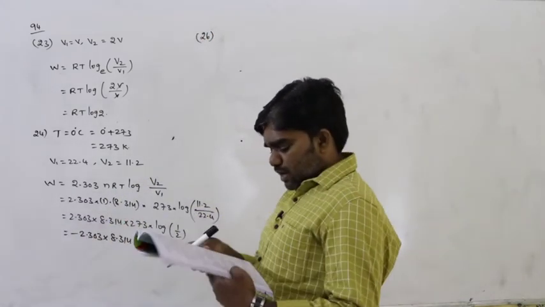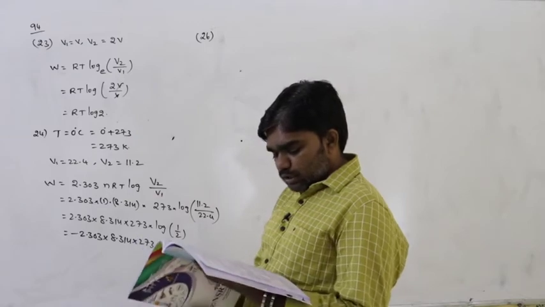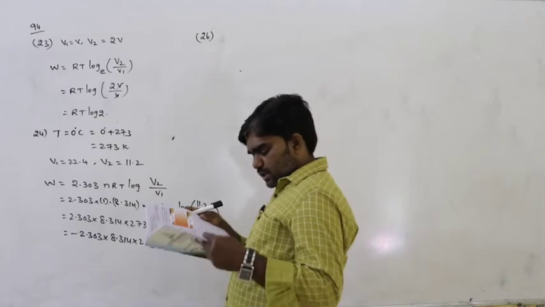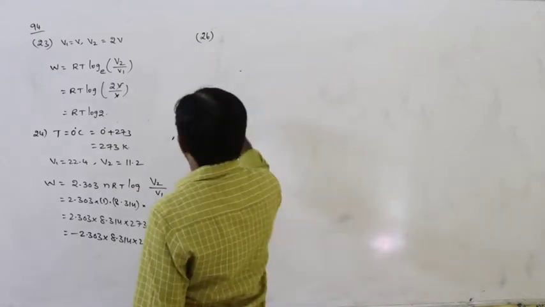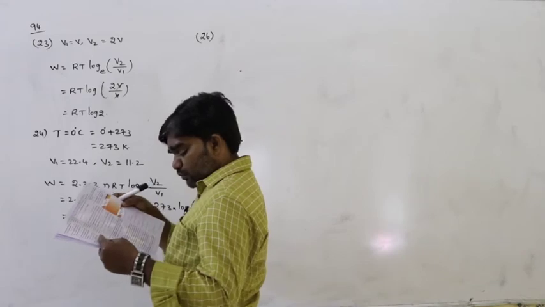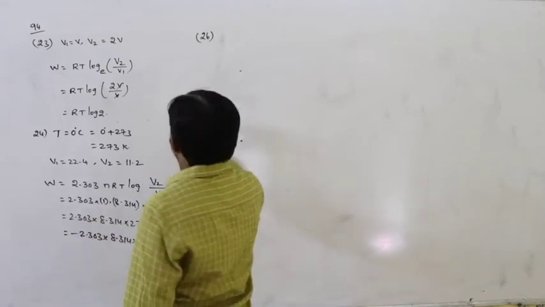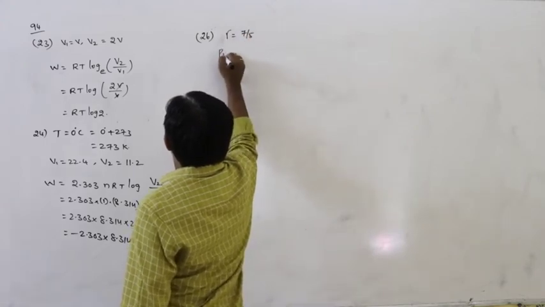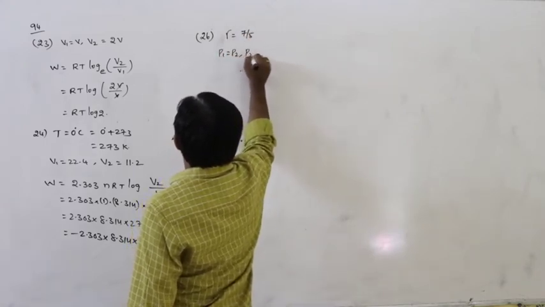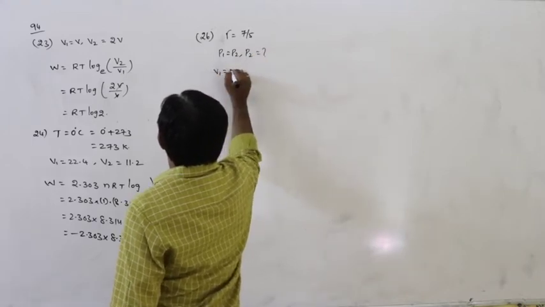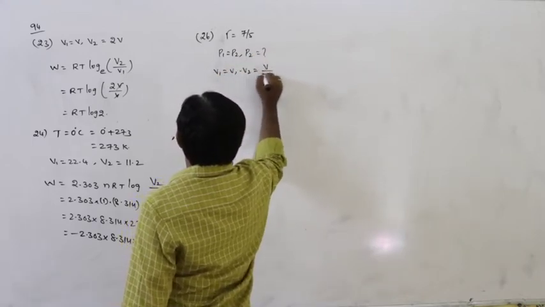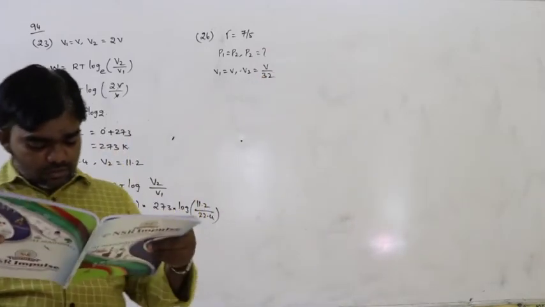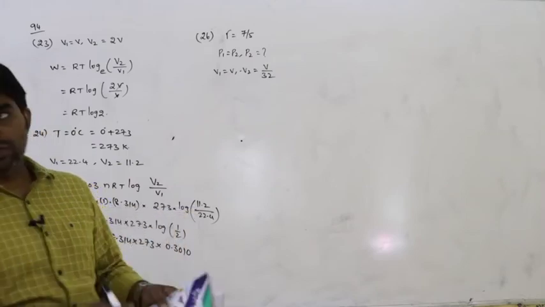A diatomic gas at pressure P and volume V is compressed adiabatically to 1 by 32 times the original volume. The final pressure is? Diatomic gas, so gamma is 7 by 5. P1 is equal to P, and P2 we have to find out. V1 is equal to V and V2 is equal to V by 32, compressed adiabatically to 1 by 32 times its original volume.